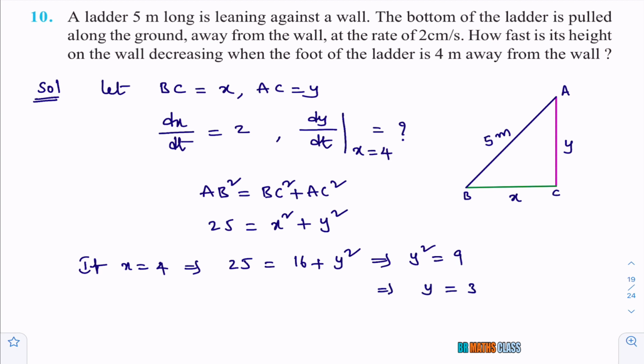Actually, here y is the length now. So, y cannot be negative. So, y is plus 3. So, when x equal to 4, y is 3. Now, actually, I want to calculate dy by dt. I know dx by dt and I know that when x equal to 4, y equal to 3. So, I'll take this equation and I'll differentiate this with respect to t to calculate dy by dt.